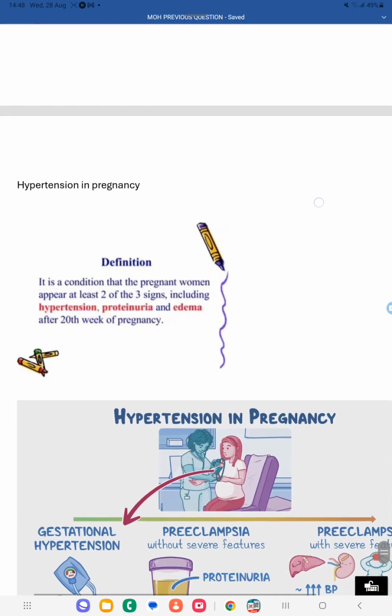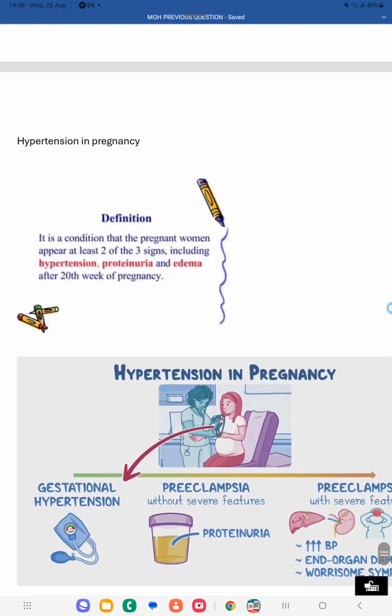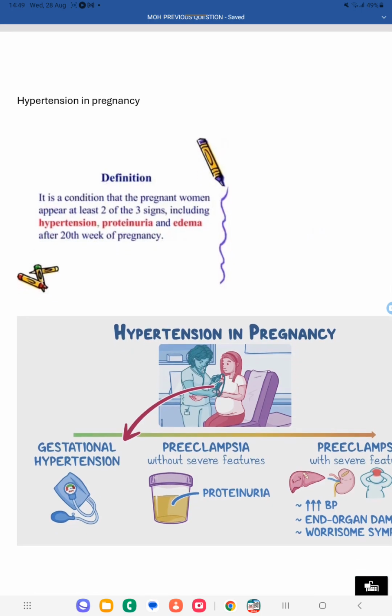Next, they have asked a question regarding hypertension in pregnancy. After conceiving, if you get hypertension, it usually happens after the 20th week of pregnancy. That is an important point. After the 20th week only, hypertension will be generated in pregnancy. It is a condition where pregnant women have at least 2 of the 3 signs including hypertension, proteinuria and edema after the 20th week of pregnancy. If the patient gets hypertension after the 20th week, that is called pregnancy induced hypertension.